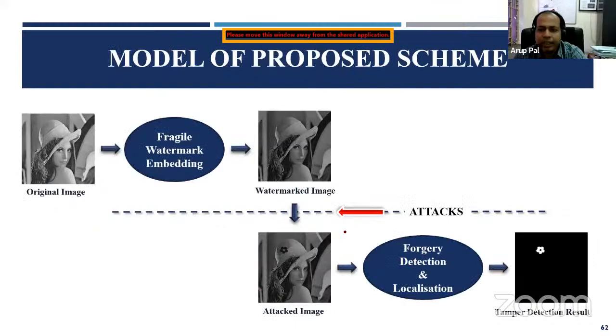Now, what is the model architecture in this particular process? You have original content, you apply fragile watermark embedding, you design a fragile watermark embedding process, and then you get a watermarked image. Naturally, this content will be transmitted over a public channel, and the public can modify the content.